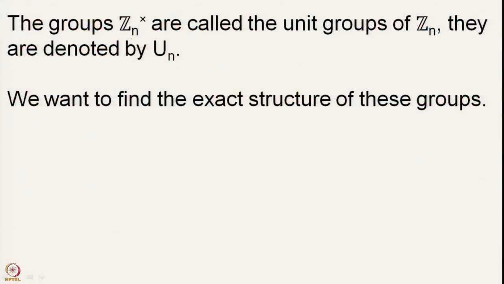We have already seen what the cardinality of these groups is going to be, but after that we want to find the exact structure of these groups. So, we want to see how they behave if you are looking at the group structure of these. This will help us in distinguishing various Un. Later on we will see examples of these Un and you will see what I mean by distinguishing the Un by the group structure that we put on them.